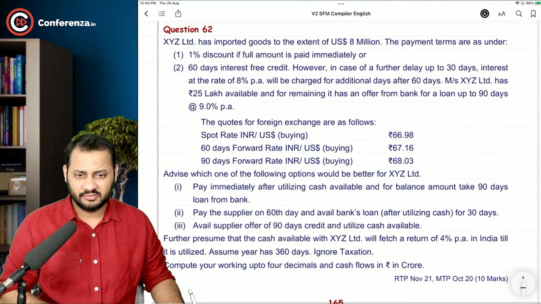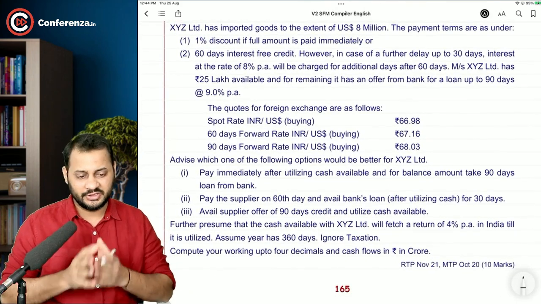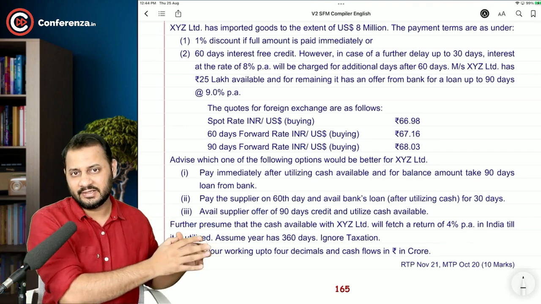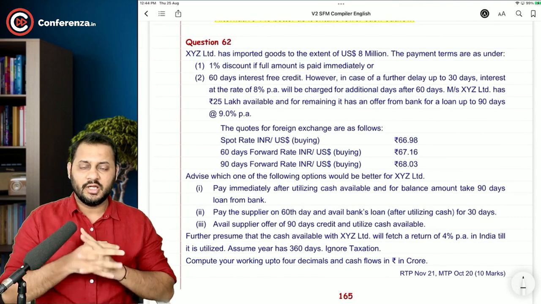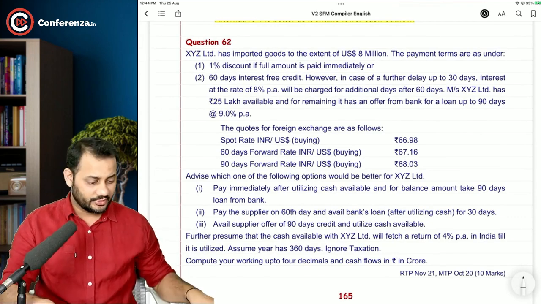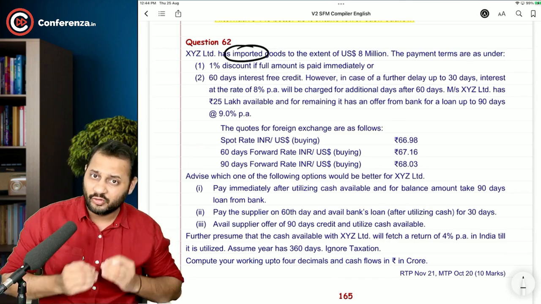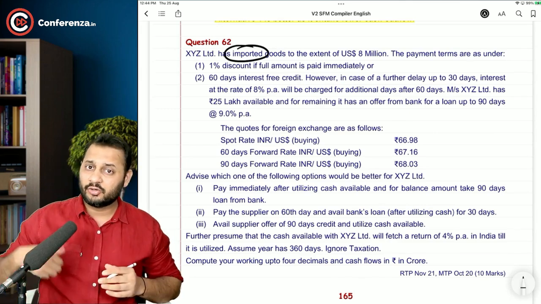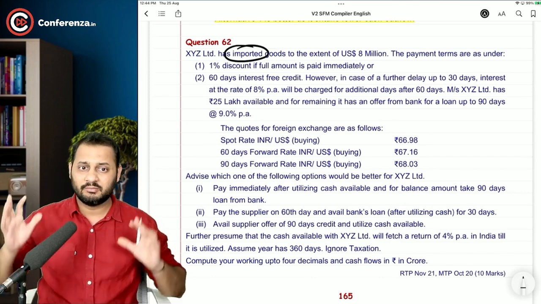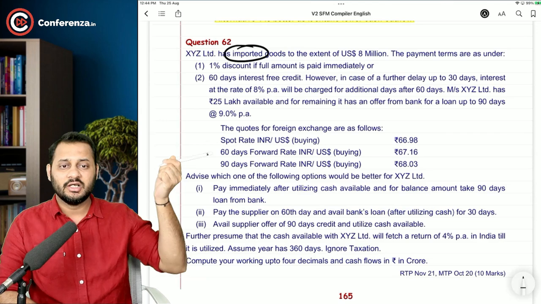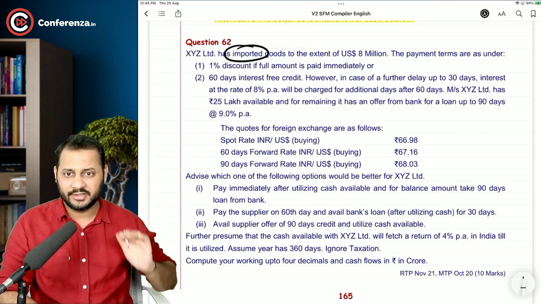Now this is something which I think we should take because it has 3 different timing: immediately, 60 days and 90 days. Let's read the question. Okay, let's have a look. XYZ Limited has imported goods. In this question also you are an importer. That means you are going to buy the foreign currency in order to make the payment to the supplier. If you will buy, bank will sell. But in this question it's very easy because the bid and ask quotes are not given. So it's very easy to pick the rates.